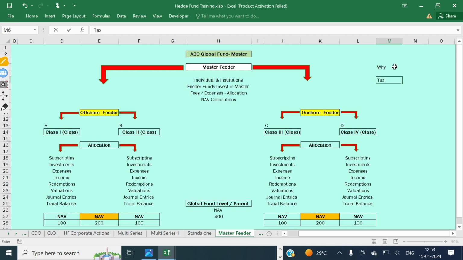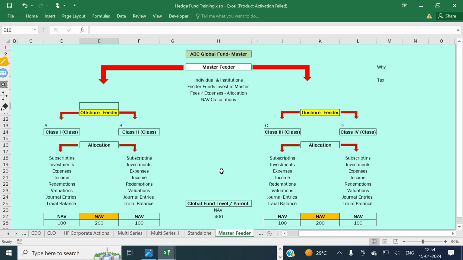One, if you have a complex tax structure, then you can create a master and feeder structure. So basically, let's say this one is onshore. If you have international investors, then you can create an onshore structure, and for domestic ones, you can create an offshore structure. Let's say you have established your entity in India, but you have received investment from the US as well. So all US investors you can place under onshore, and all Indian investors under offshore.